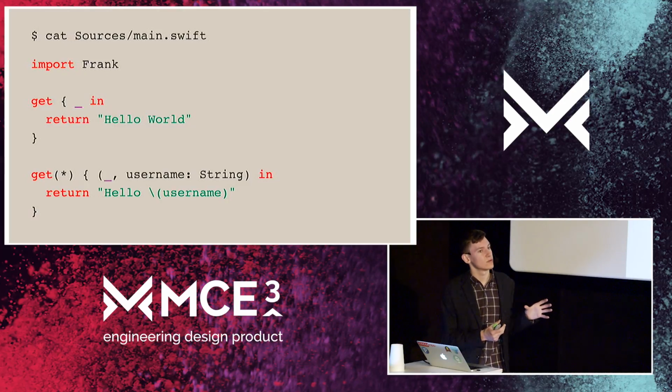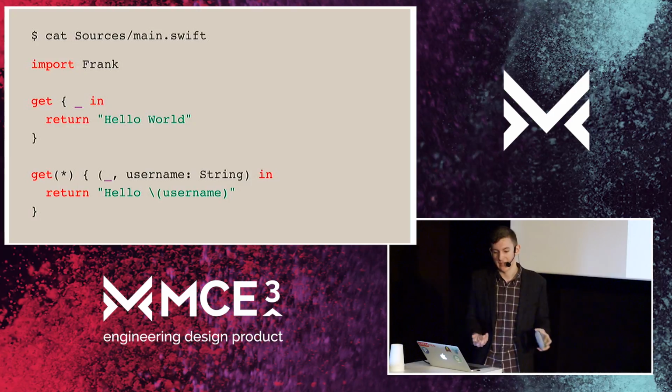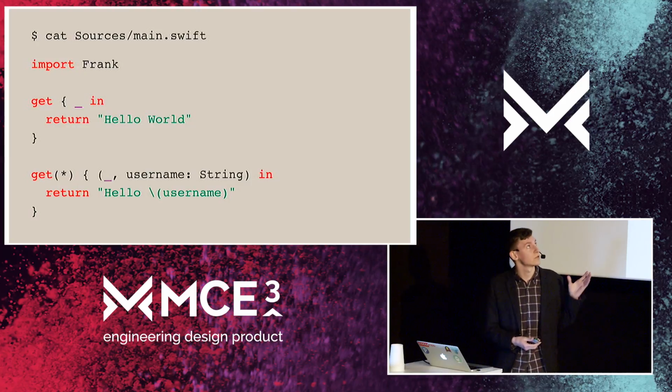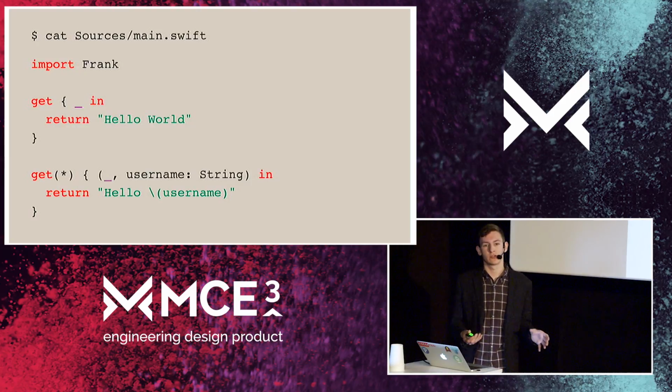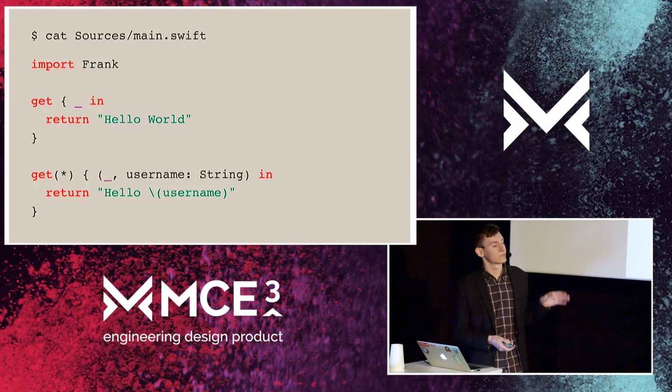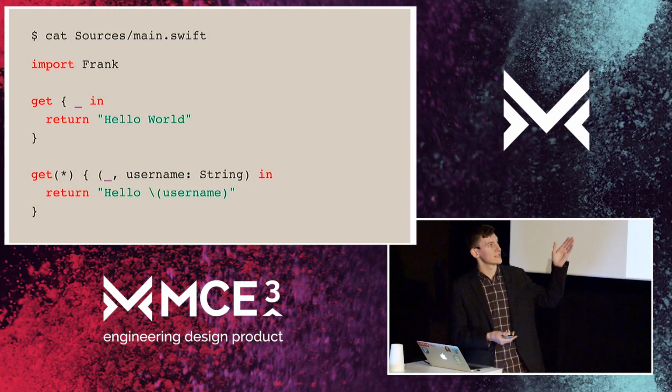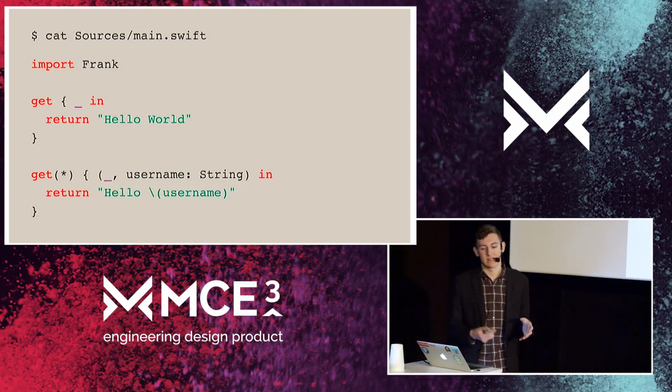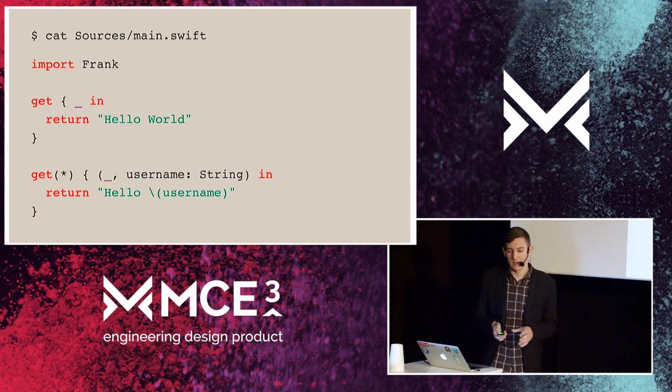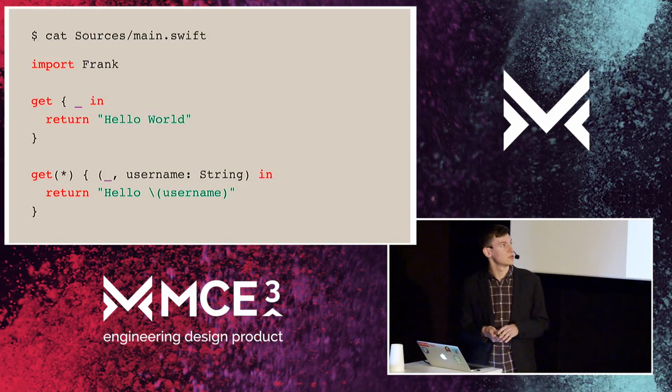So if we do this, what swift build will do is build our package as a command line tool with the same name as our project. Our example code here is going to return hello world if you do a GET request to the root of the API. If you do a GET request to slash something, because of the asterisk, it'll pull out that username and just say hello username. So you can pass in slash MCE and it would say hello MCE back.